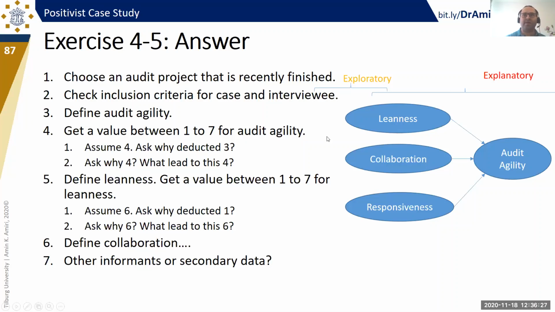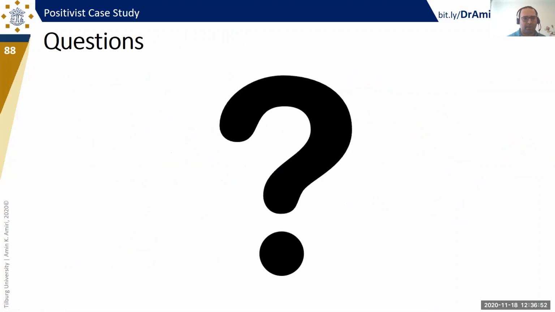Then you define leanness, get a value for that. For example, 6, you ask why deduct 1. What was good that you gave a score of 6. You try to figure out the antecedents of leanness. You do the same for collaboration and responsiveness. Try to find the antecedents of these constructs. Let me see if there are any questions.